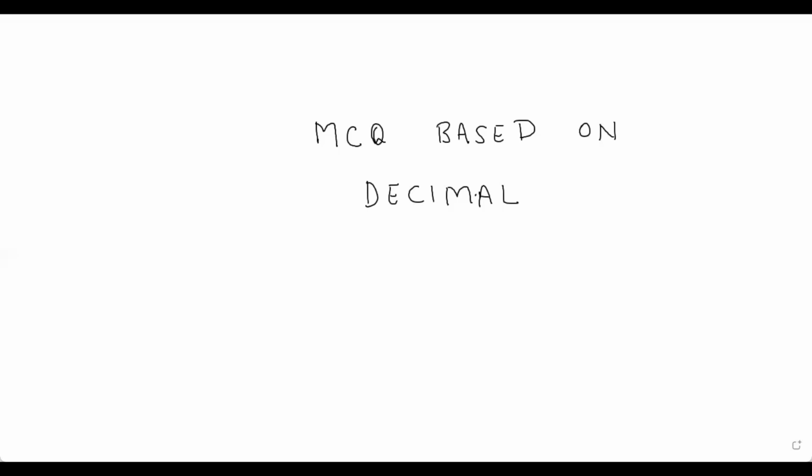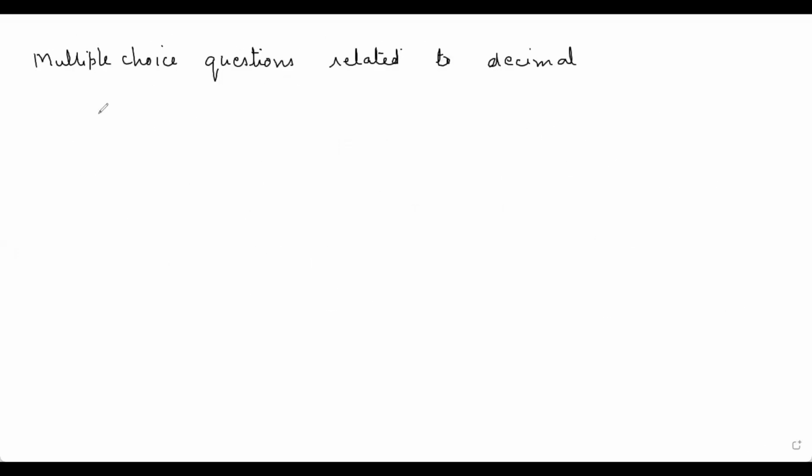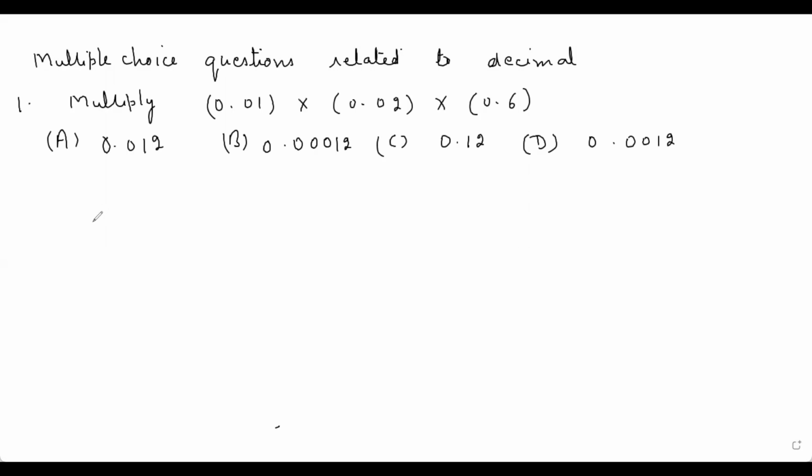On the next page, I'll give some MCQ examples of decimal numbers for you to work on your own. The correct option is also provided so that you can compare your answers. Now here I am going to write a few multiple choice questions related to decimal. Now the first question is multiply 0.01 into 0.02 into 0.6. There are 4 options. You have to find the correct one. Now its answer is B. That is the correct answer. Now check it yourself.